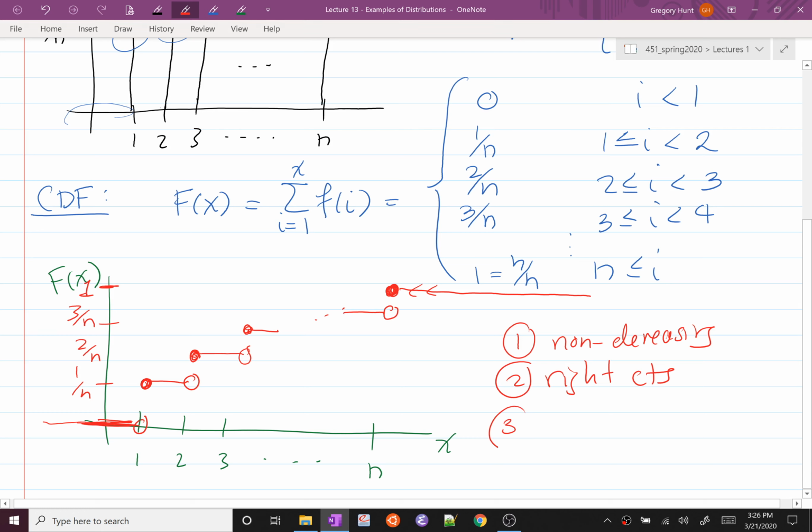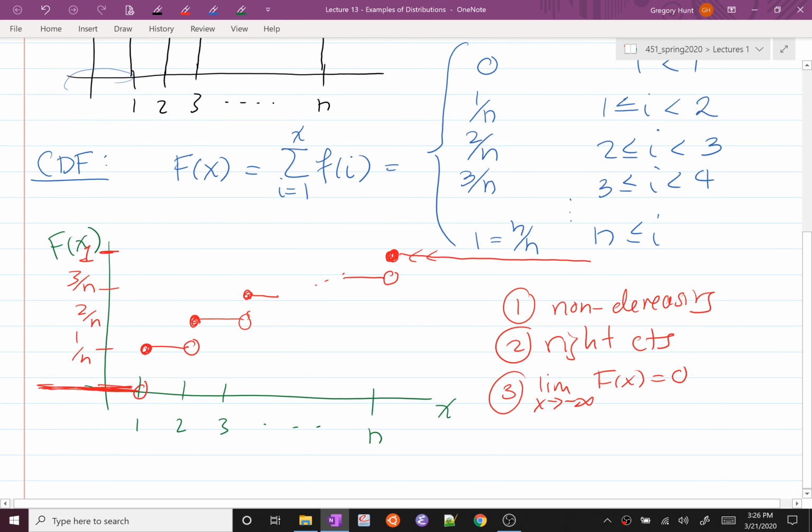And I guess the third property, these are a little bit out of order, is that the limit as x goes to negative infinity of f of x is 0. If we go out far enough to the left there, it's 0, and the limit as x goes to infinity of f of x is 1. So it satisfies the properties that we require for a CDF, and it's the CDF for the discrete uniform.